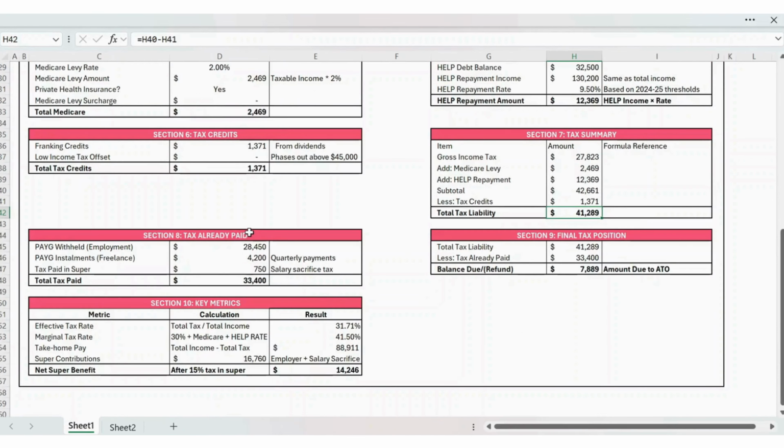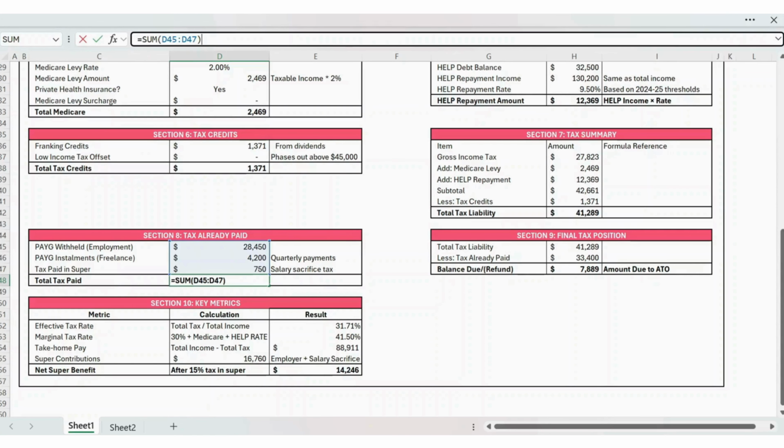Part 9, Section 8 and 9, Payments and Final Position. But Alex hasn't just waited for a bill. Section 8 shows what he's already paid. PAYG withheld, $28,450 taken from his salary. PAYG installments, $4,200, quarterly payments on his freelance income. Tax paid in Super, $750 from salary sacrifice. That's a total of $33,400 already paid.